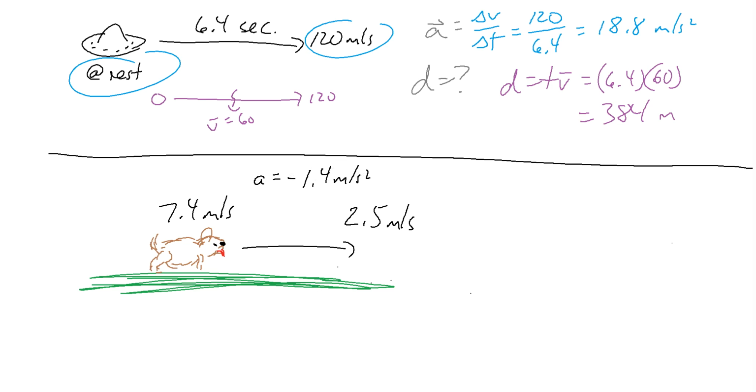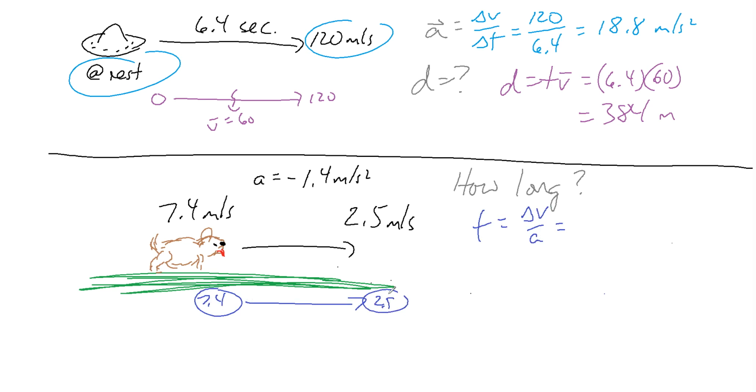All right, so first things first, how long did it take for it to accelerate? Okay, so I'm looking for time, so we can do that. Time would be the delta v divided by the acceleration. Okay, so what's my delta v? Well, my dog started at 7.4 and it went down to 2.5. Okay, so obviously it got slower. So if I find the difference between the two, just subtract the two values, the change in v was 4.9.